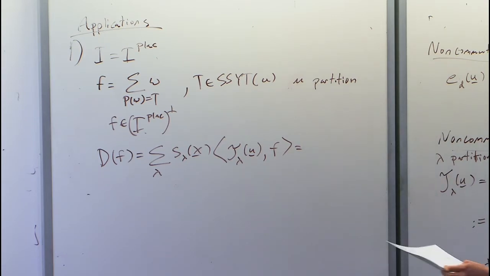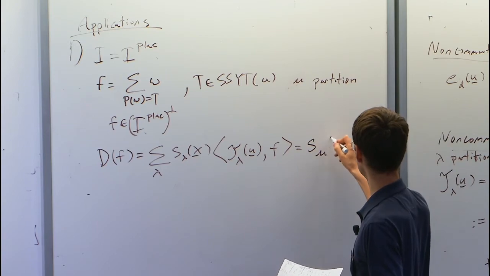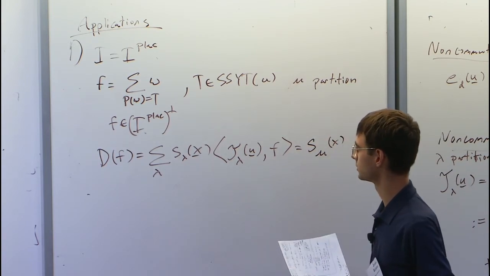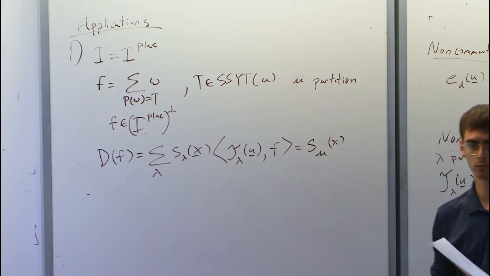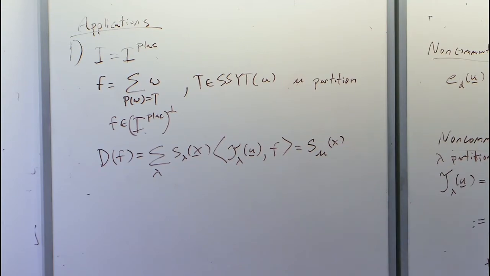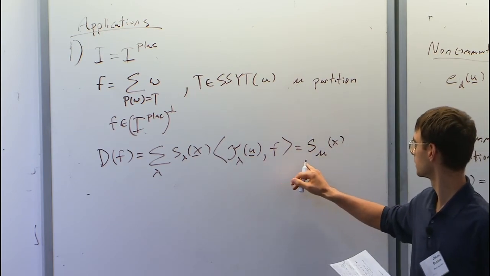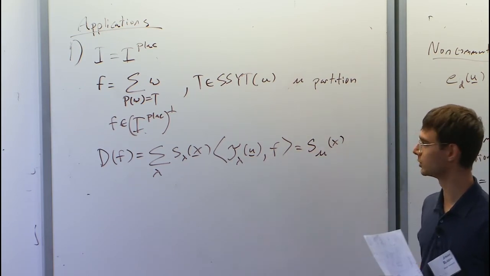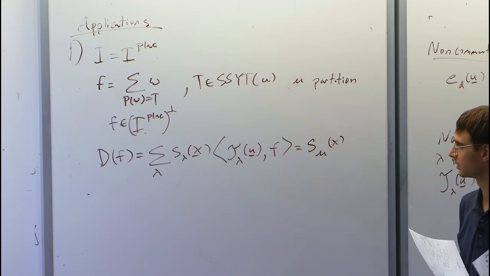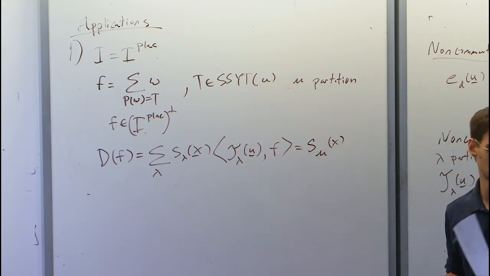And so this is just S mu of x, because there's exactly one column reading word inside each Knuth equivalence class. We know that from the RSK algorithm, for instance. And so it has to be of shape mu for this to be 1. Otherwise, there's no intersection.